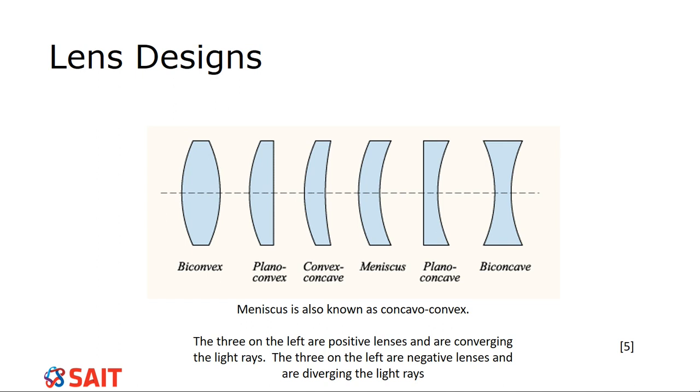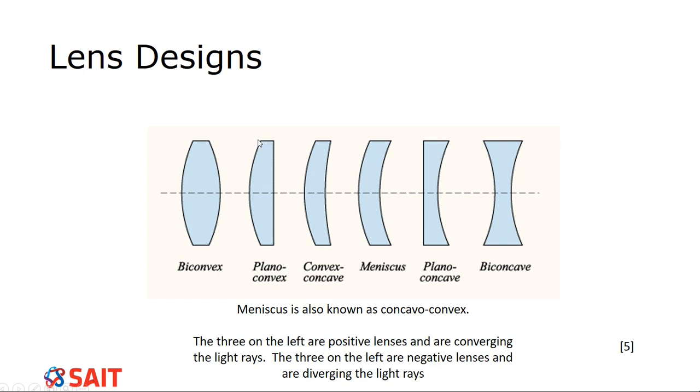So here in the lens designs, here are the 6 major lens designs. These sometimes have different names, so I'm going to name them for you. Here we have a biconvex. It's fat in the middle, narrow at top.